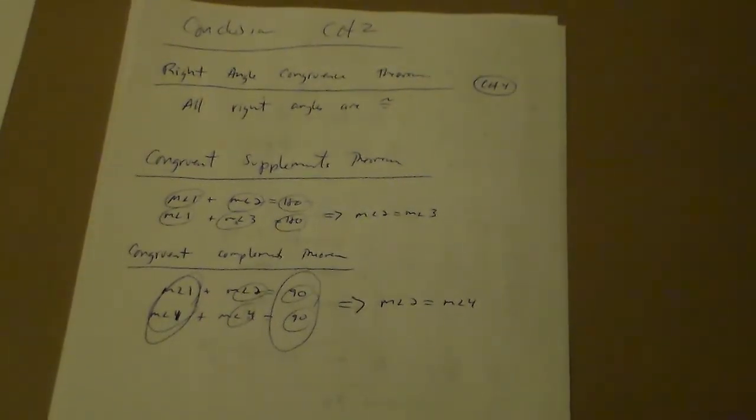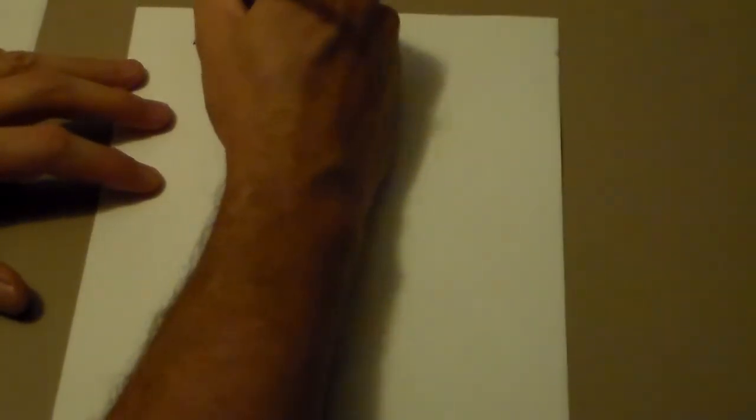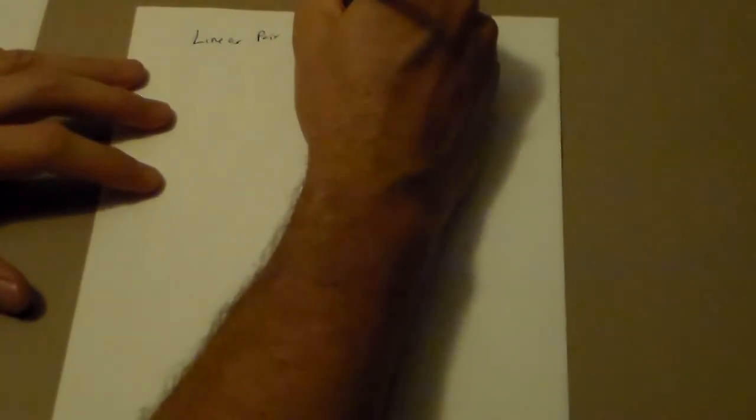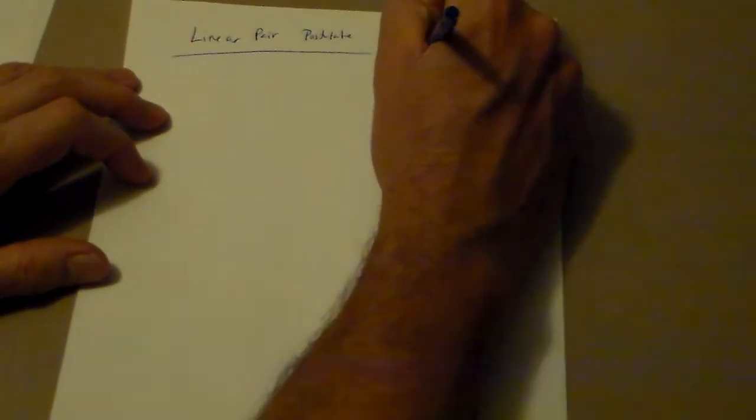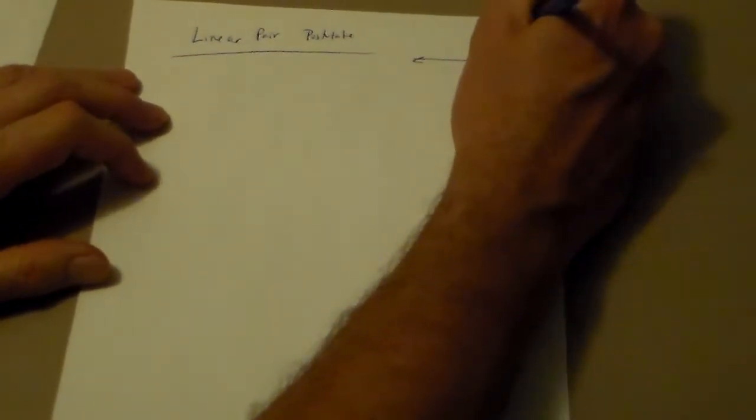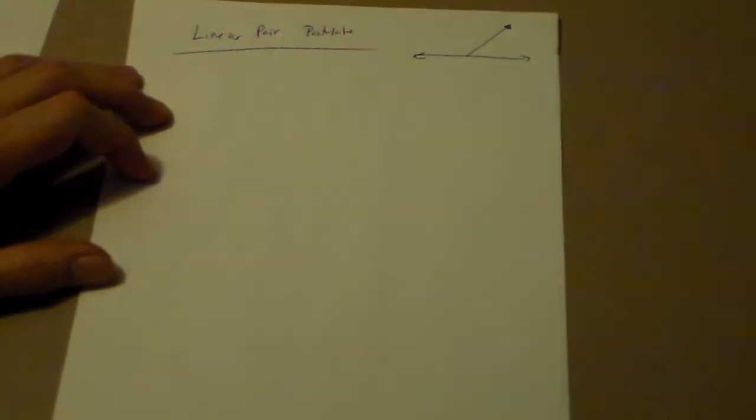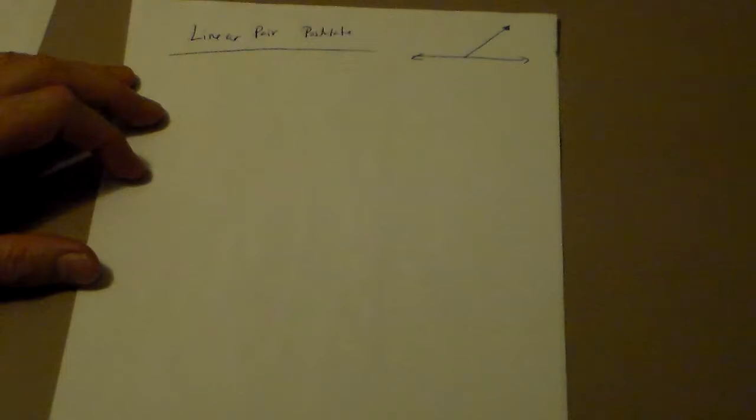So this next one is important, and we are going to use it, so you do want to pay attention to that. It's called the linear pair postulate. The LPP. Yeah, you know me. So we have the linear pair postulate, and this comes with a picture. What does a linear pair mean? Linear means line, pair means 2.